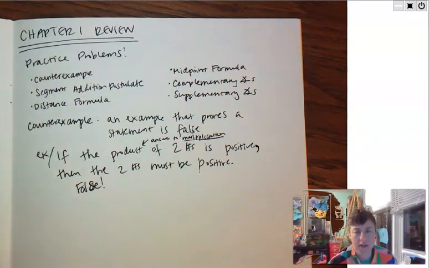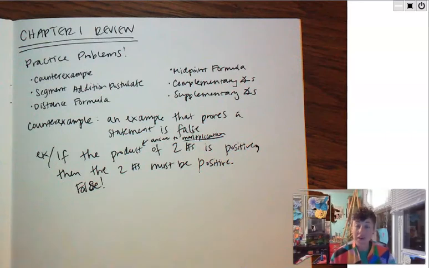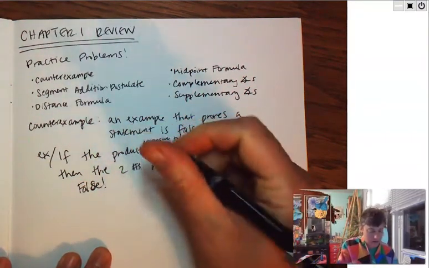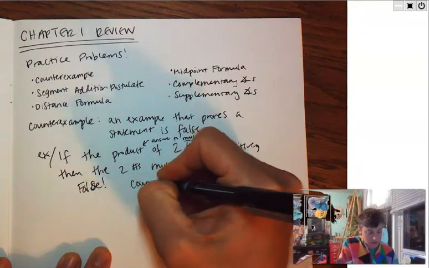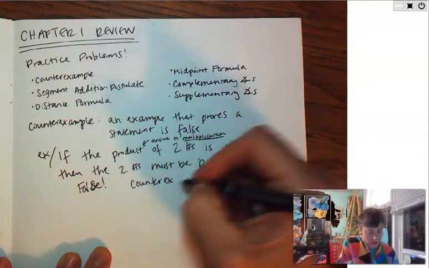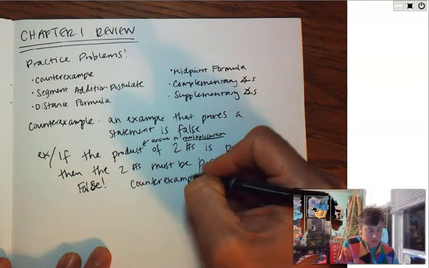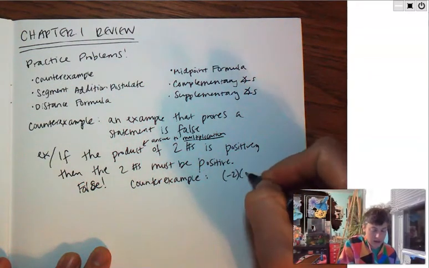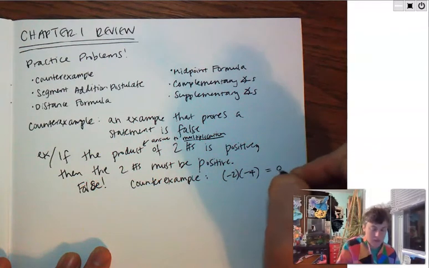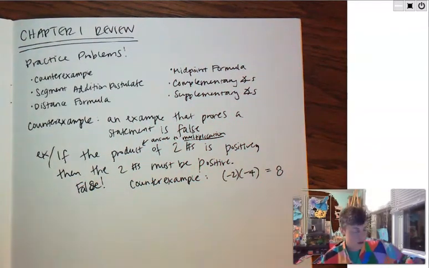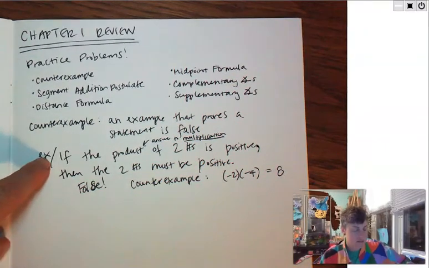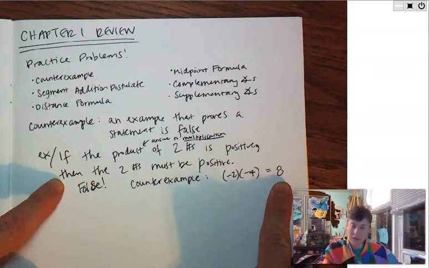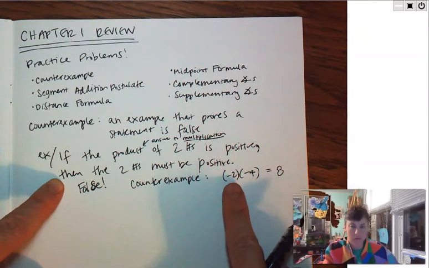Why? Because those two numbers could have been negative and the product would still be positive. So our counterexample, which proves that this statement is false, would be two numbers that are negative being multiplied together equaling a positive number. So if the product of two numbers is positive, then the two numbers must be positive? Nope, they could both be negative.